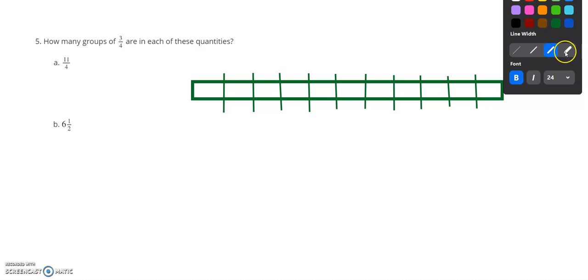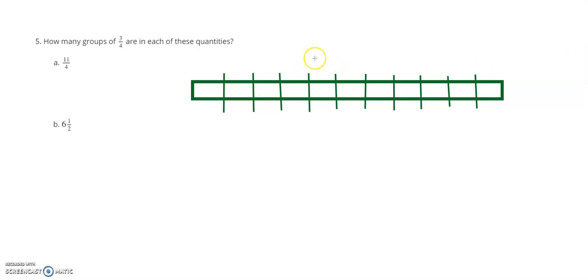We can draw our whole numbers on here if we want. 1, 2, 3, 4 will give us one whole. 1, 2, 3, 4 will give us another whole. So we have 1, 2, and 3/4. We want to know how many groups of 3/4 there are.